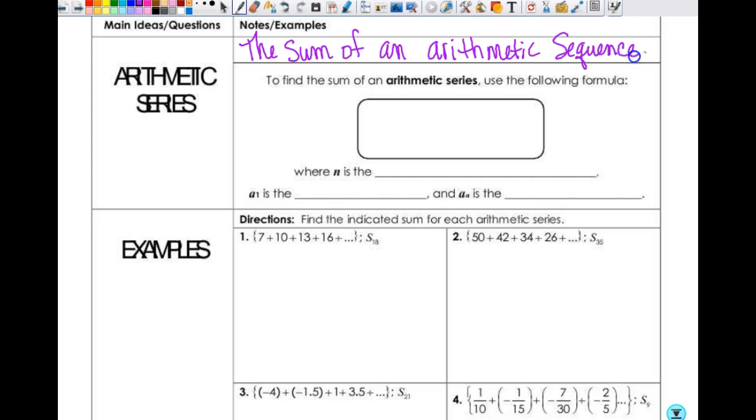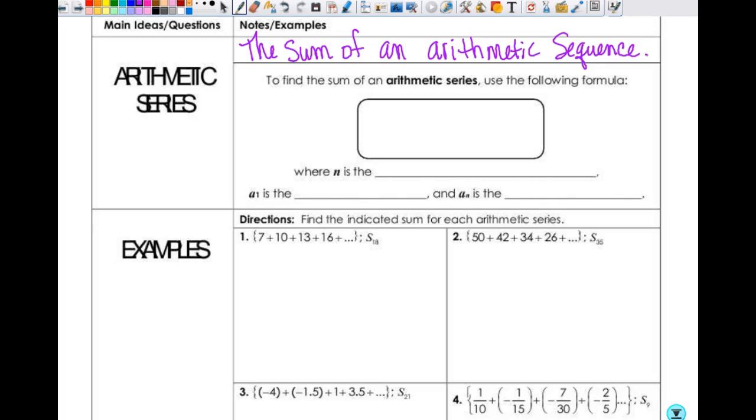How can you identify that you have an arithmetic sequence? What's constant? The common difference. Good. The common difference is constant, whereas the geometric is the common ratio, where you divide. But for an arithmetic, it's the common difference.